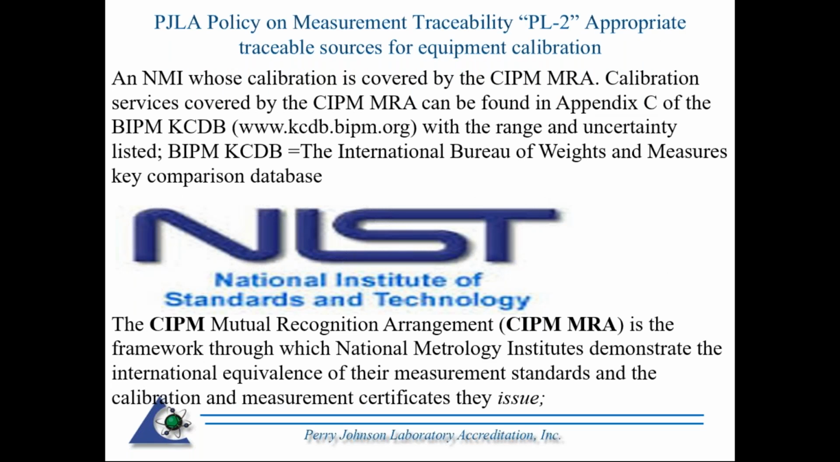Okay, P-L-2, we go into sources of traceability, appropriate and approved traceable sources for having your standards and your equipment calibrated. At the top of the echelon, that chain, would be going directly to an NMI that is covered by the CIPM MRA, and basically they are listed in the International Bureau of Weights and Measures Key Comparison Database. So in the US, we're talking about NIST.